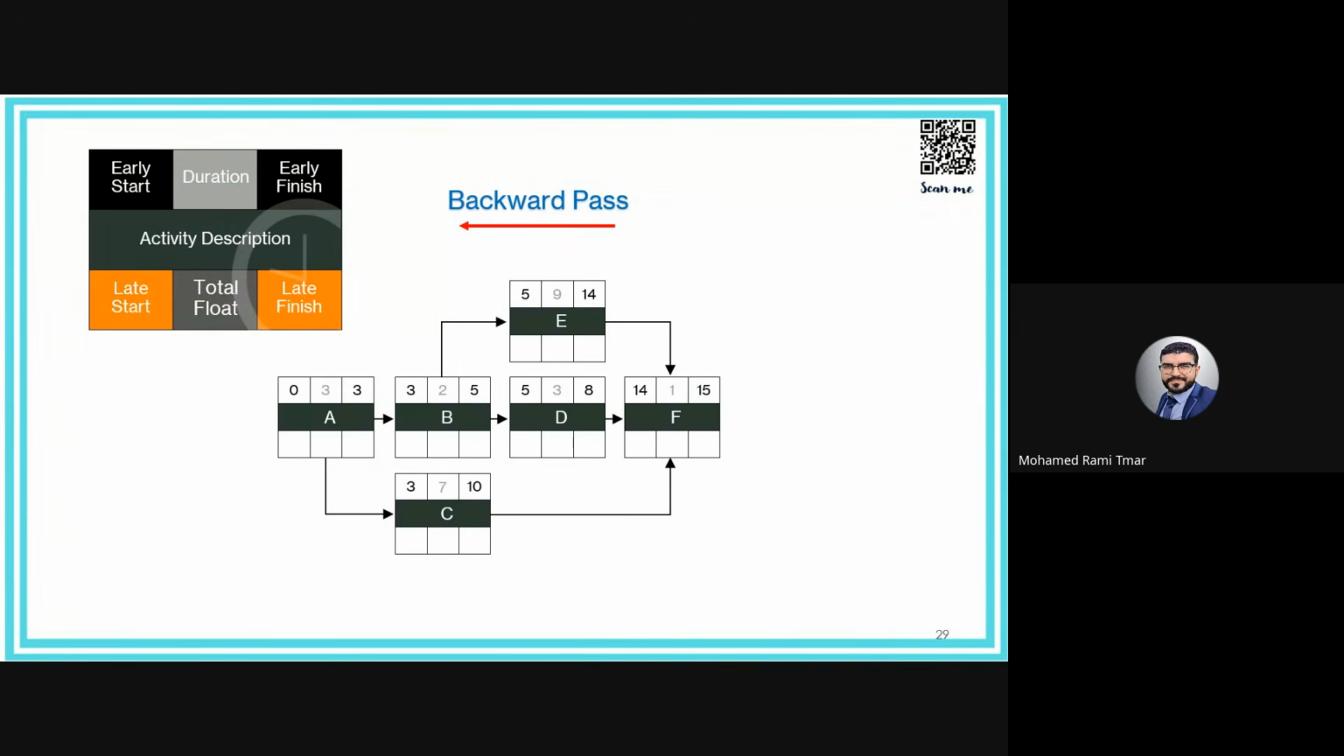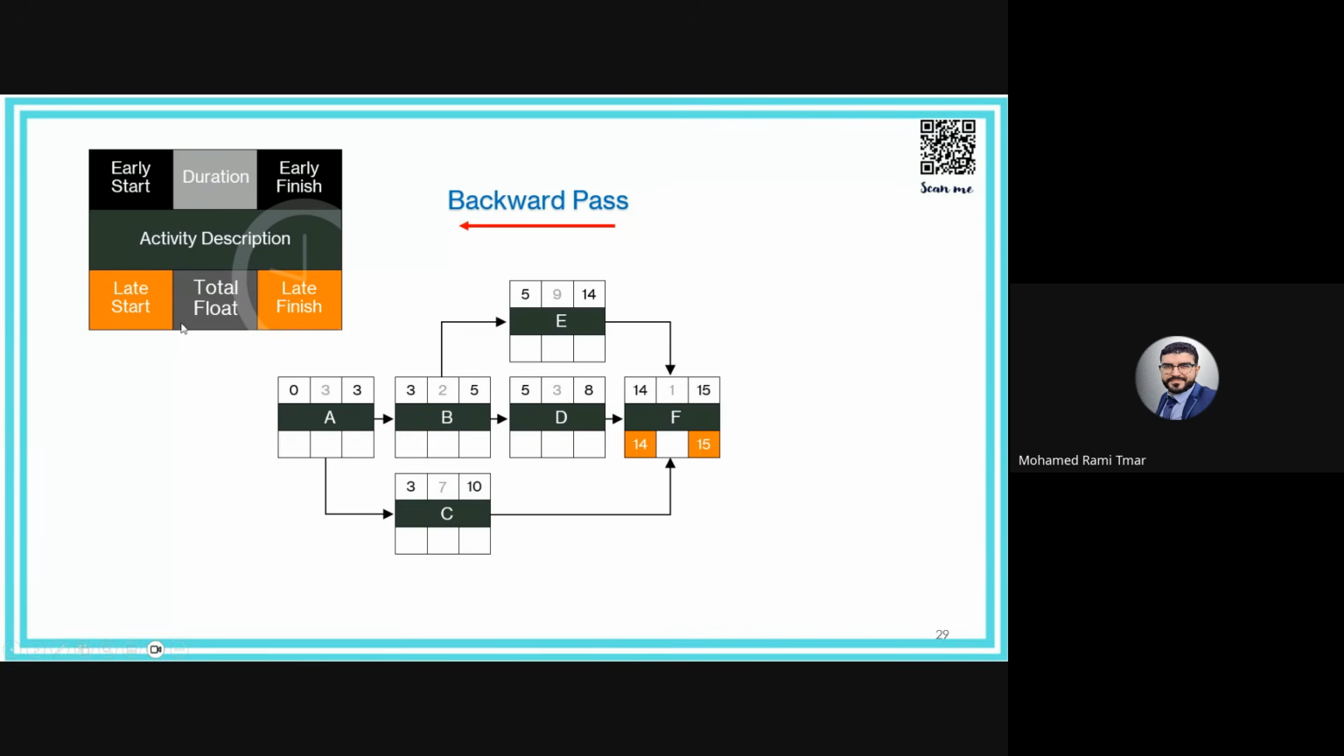Now, let's go to the backward pass. Step 4 is to perform the reverse pass, which is the backward pass. Note that this is completely the reverse. We will do subtraction instead of addition, and the lowest late finish gets carried back to the predecessor from the successor.